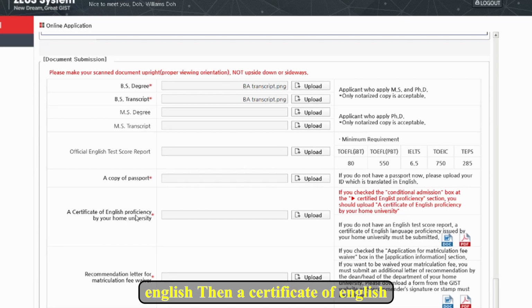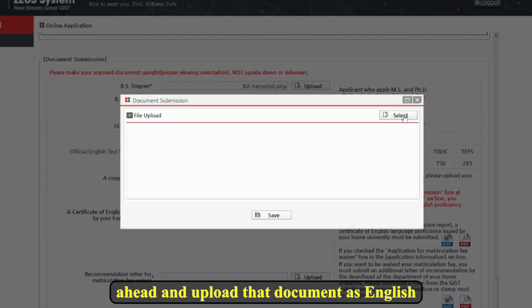And then a certificate of English proficiency by your home university. Read this information. If you check the conditional admission box at the certified English proficiency section, you should upload a certificate of English proficiency by your home university. These are for those who graduated from a university where English is used as a medium of instruction. So you can go ahead and upload that document.